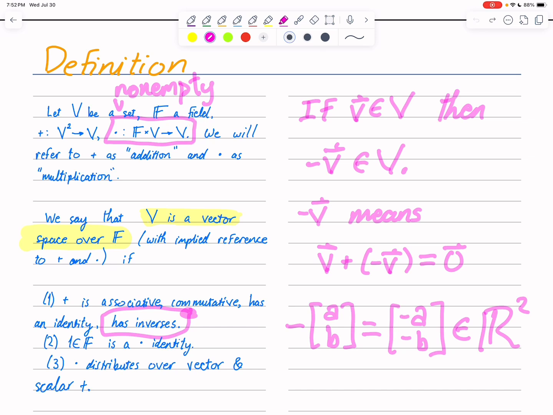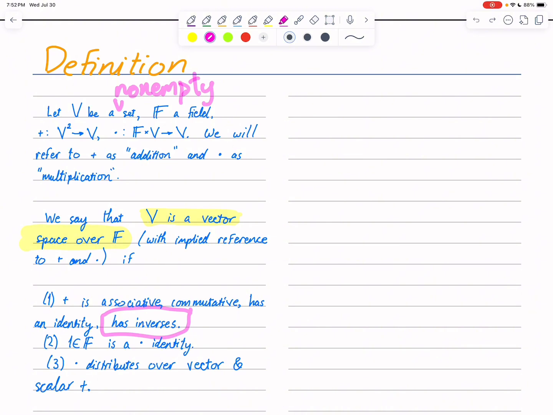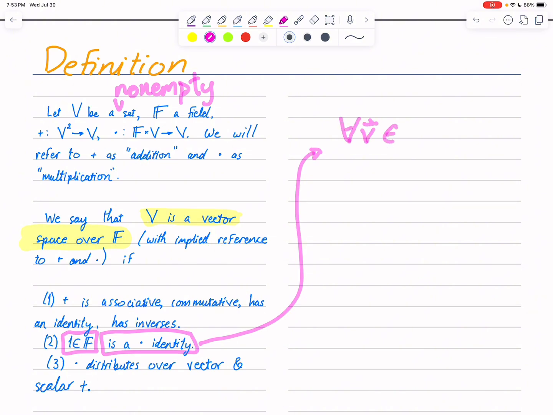So those are all the properties that we require of addition. The next requirement property of a vector space is for the multiplication operation. Here we're saying that the scalar 1 is a multiplication identity. What do I mean by that? If you take any vector v in your vector space, then computing 1 times the vector v gets you the vector v.